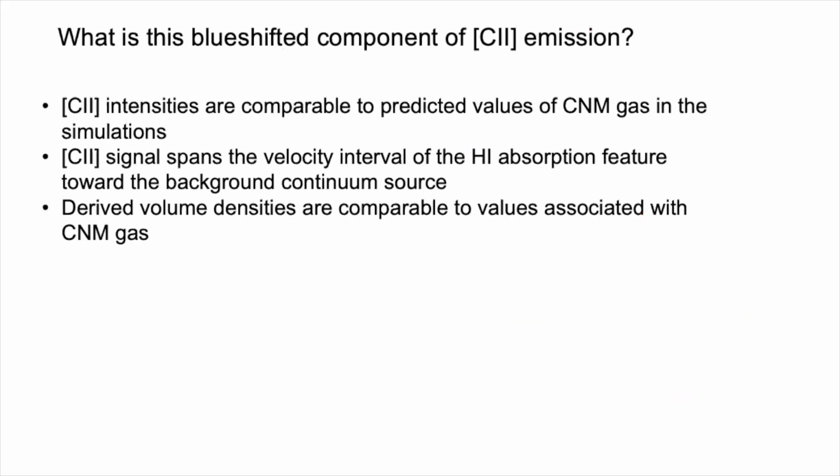So one can ask the question, what is the blue shifted component of [CII] emission? Well, the [CII] intensities are comparable to the predicted values of CNM gas in simulations, about 0.1 Kelvin, more or less. The [CII] signal spans the same velocity interval as that absorption feature toward the background continuum source, that we know is a signature of cold neutral gas. And the derived volume densities that we measure are sort of what you expect for the cold neutral gas component. So that blue shifted feature, I think, is clearly cold neutral gas, hydrogen.